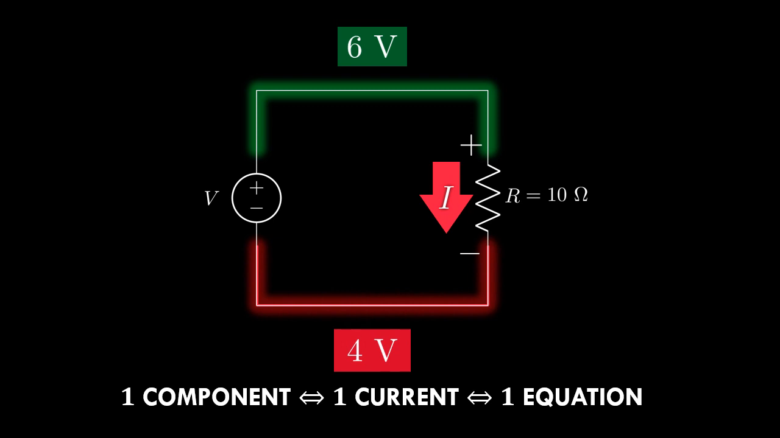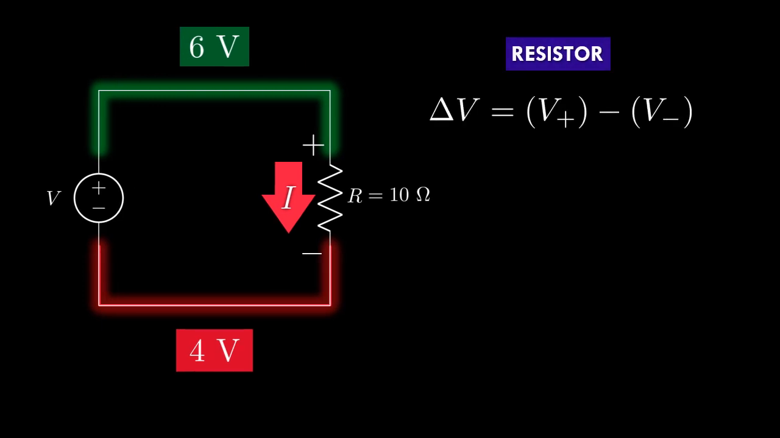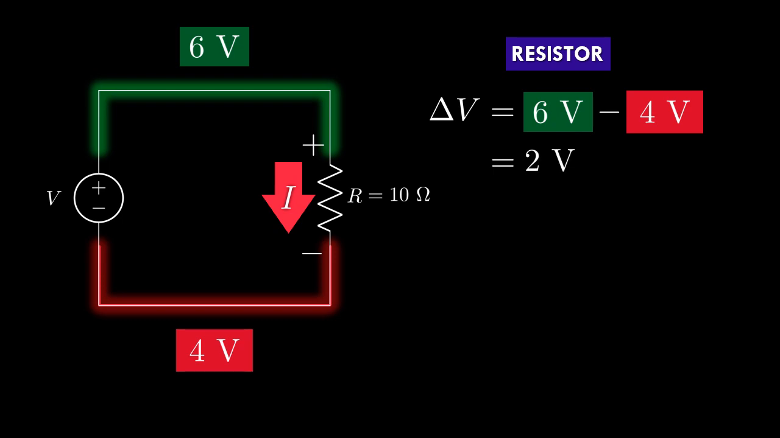This circuit has 2 nodes. Let's say the top node has 6 volts and the bottom node has 4 volts. Okay, so what will be the voltage difference? Remember, always positive terminal minus negative. So we have delta V equals 6 minus 4, 2 volts.